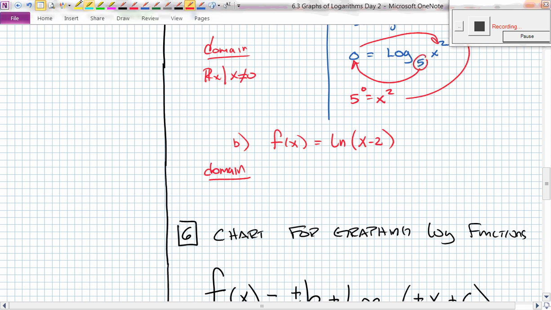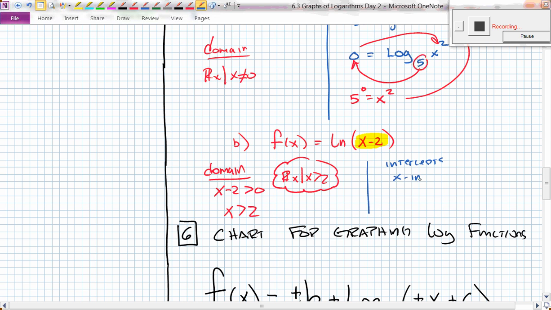All right, so to find the domain, I'm going to look at everything that's going on after the base, right? And what's the base in this case? Not 1. e, the base is e. Very good. So I'm going to analyze all this stuff and say, okay, x minus 2 needs to be greater than 0. So x has to be greater than 2. So my domain is all real numbers x such that x is greater than 2. That's the first part. Let's talk about the intercepts.